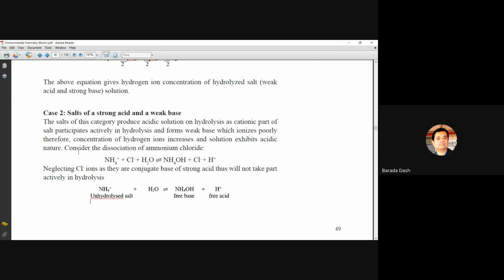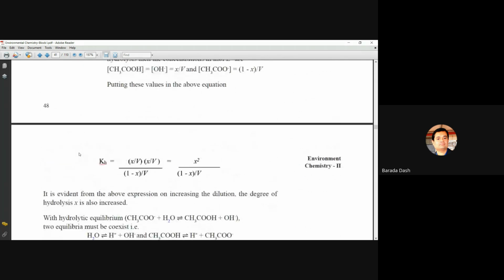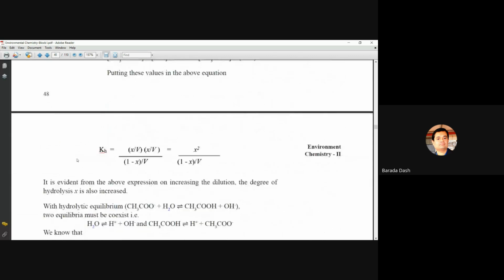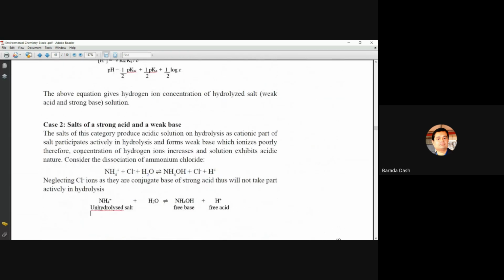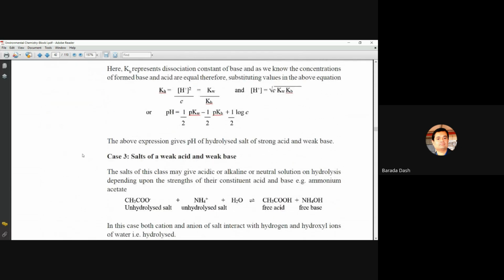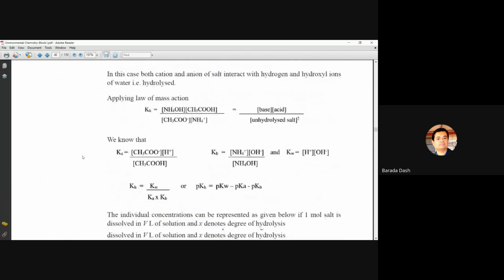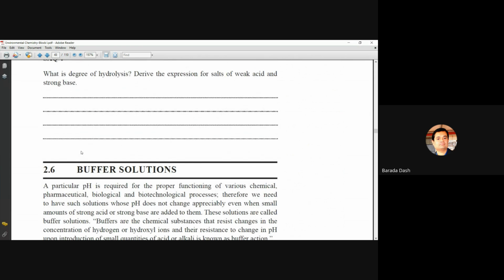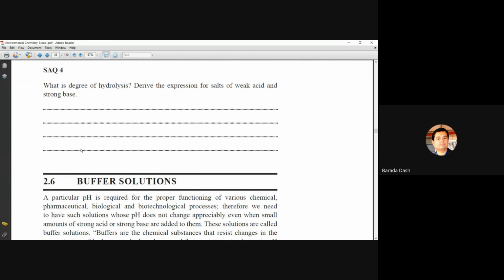So salt of strong acid and weak base. First is degree of hydrolysis, case 1, and second is salt of strong acid and weak base. Then third is salt of weak acid and weak base, and fourth, so this is how the different scenarios are there. What will happen when a strong acid and weak base react? What will happen when a strong base and strong acid react? So the four different scenarios are there.